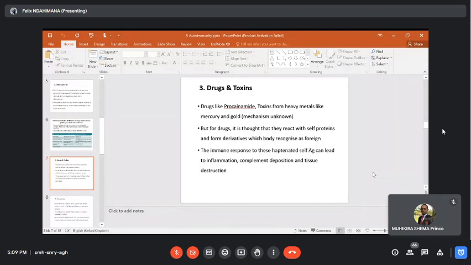But for drugs, it is thought that they react with the self-protein and form a derivative, which the body recognizes as foreign. Then the immune response to this hapten, the self-antigen, can lead to inflammation, complement deposition and tissue destruction. By hapten, the self-antigen, we mean self-antigens that were not really antigens, but now they are made to be antigens. They are antigenized, if we can say.